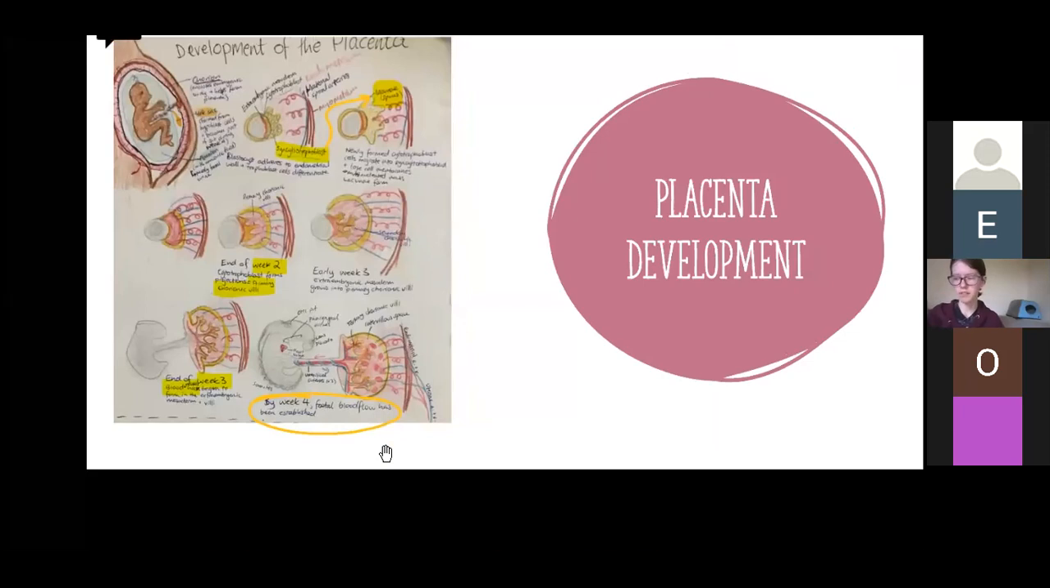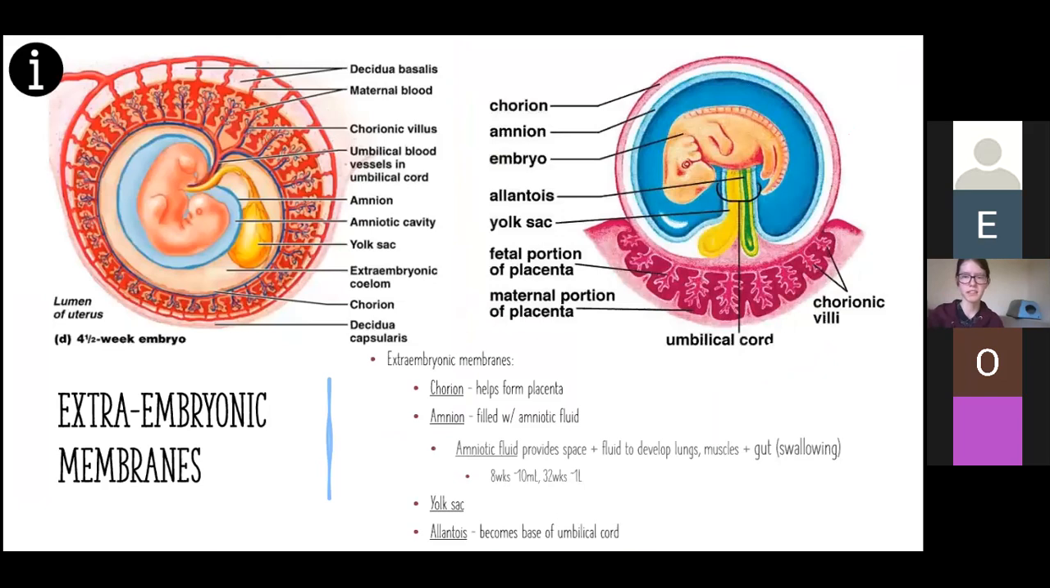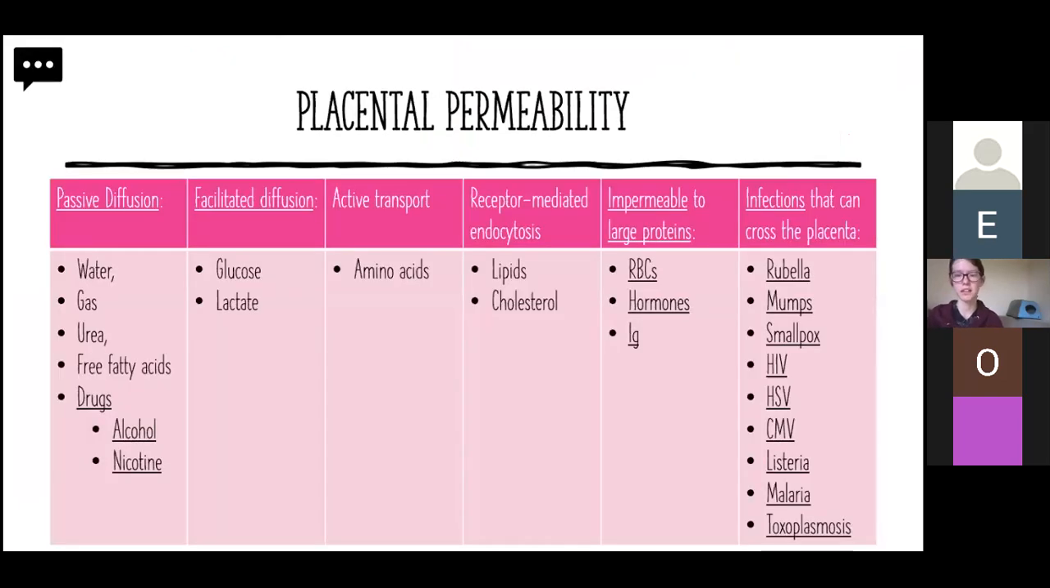This is more for your reference. Placental permeability, pretty much most things can get through except for big things, so cells can't get through.